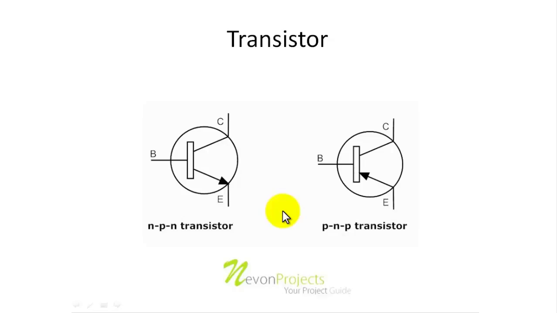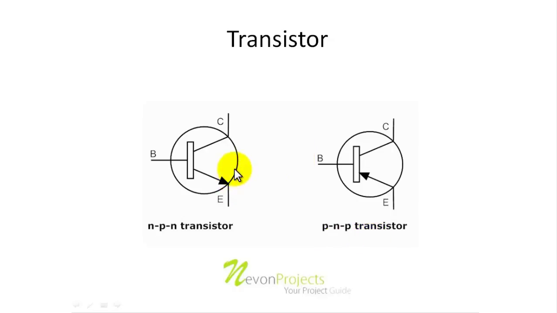Now there are two types of transistors. One is the NPN transistor, while the other is the PNP transistor. These are the basic symbols of them. In the NPN transistor, we have a P layer sandwiched between two N layers, while on the contrary, in the PNP transistor, we have an N layer sandwiched between two P layers.